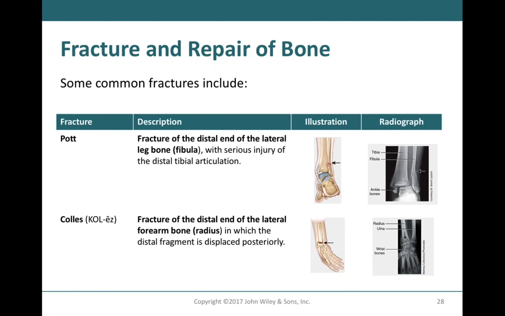So both of these bones are found laterally when in the anatomical position, and both of these fractures refer to a break that occurs at the distal end of that bone. So this is the Potts fracture and the Colles fracture. The Potts fracture occurs with the fibula, and the Colles fracture occurs with the radius.